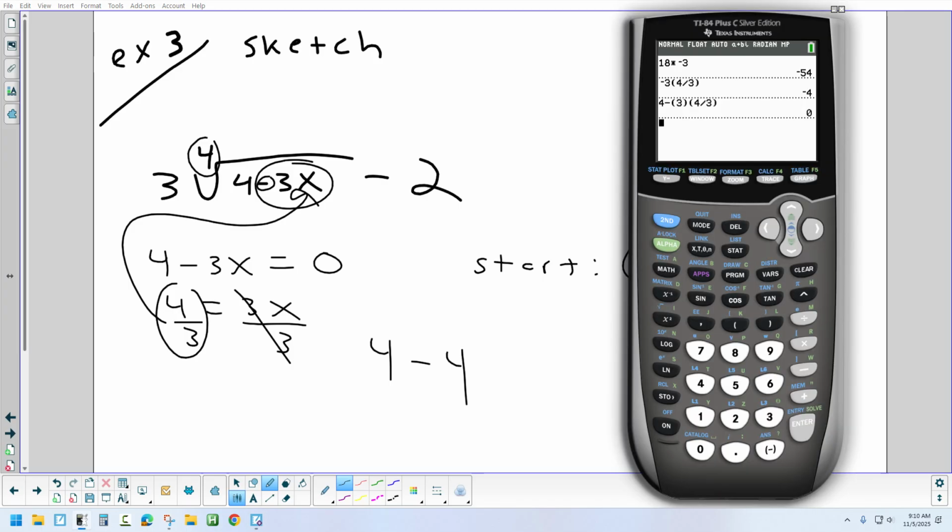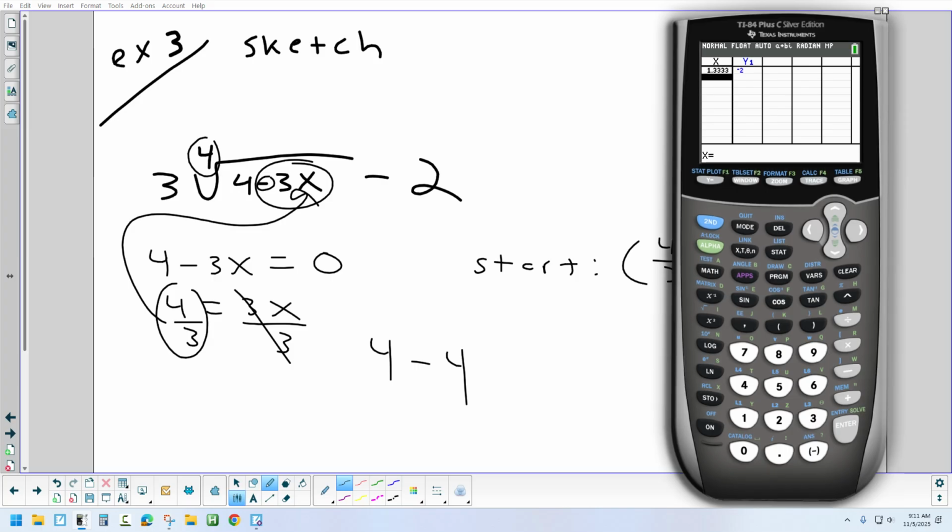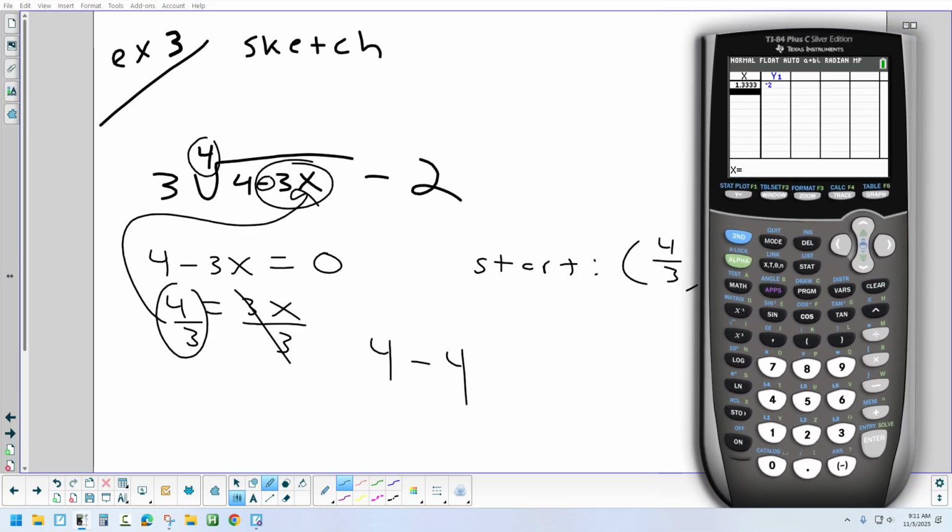Now we need maybe 2 or 3 points to get the rest of the curve. So we're going to type that in. So 3 times 4, math, and then press 5. That's 3 times the 4th root, 4 minus 3x. Make sure you get outside the root for the -2. Okay, let's go to the table. If you want to clear the old values you had in there, you can. It's up to you. Let's type in 4/3. Perfect. 4/3, -2. And now, we know it curves to the left.